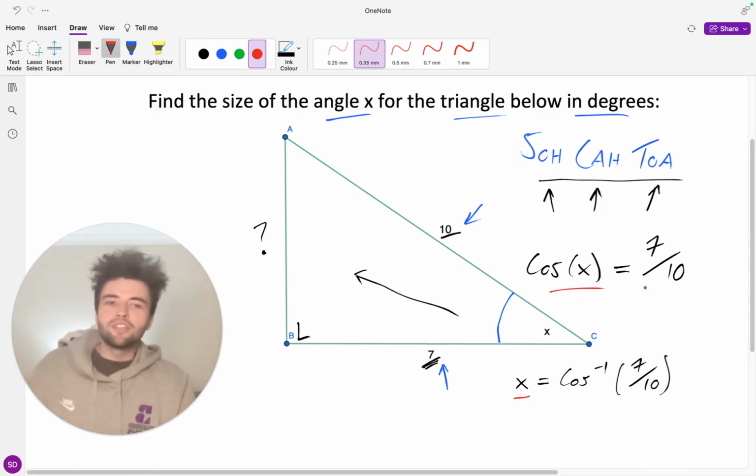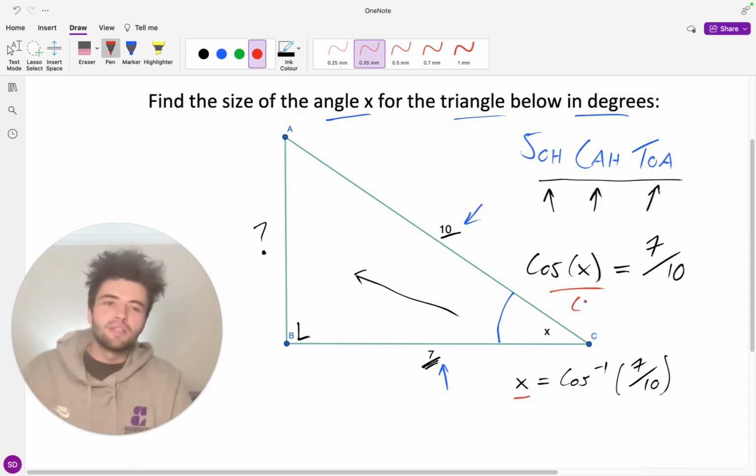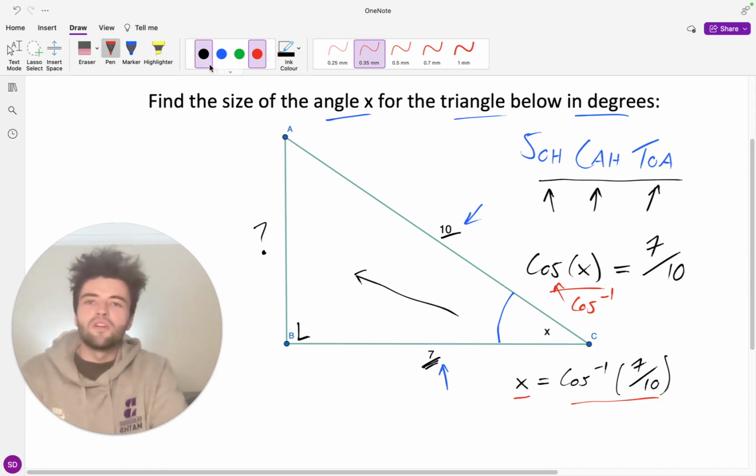What you can think of this as is applying the cos inverse function to both sides. If you have cos inverse of a cos, it just becomes x, just the angle, and then cos inverse of 7 over 10 is what's left here on the right hand side. Our goal is of course just to get the angle on its own on the left hand side and a number on the right hand side.